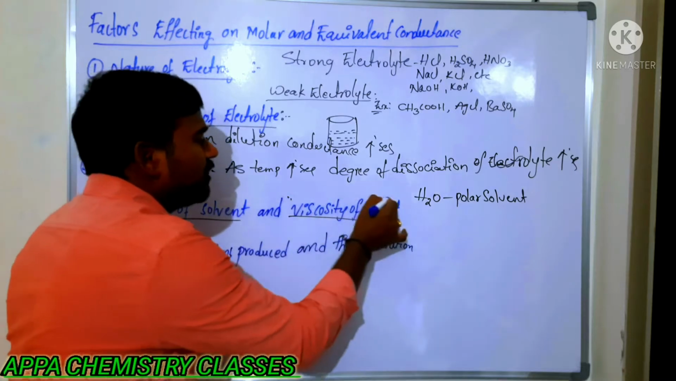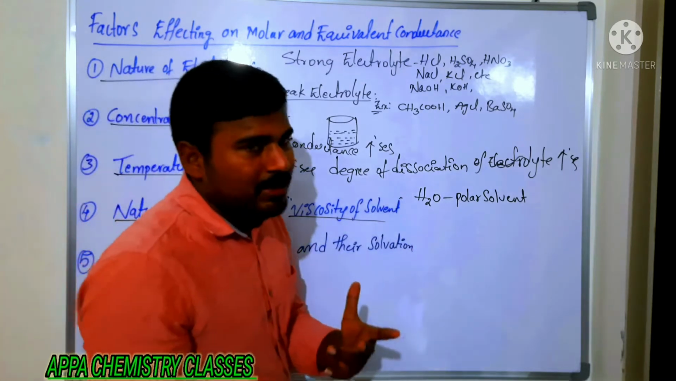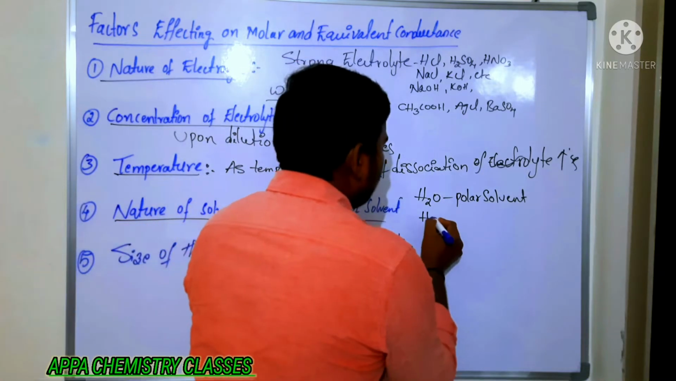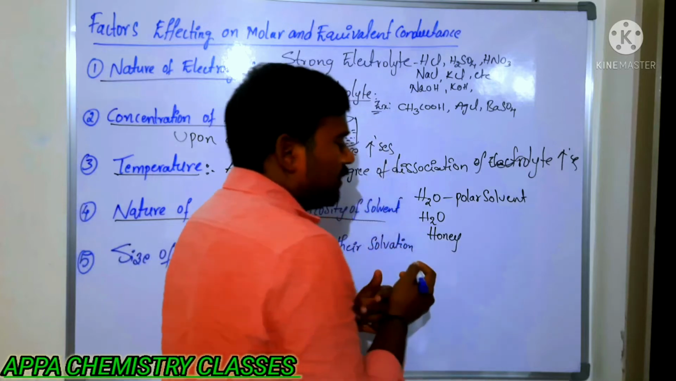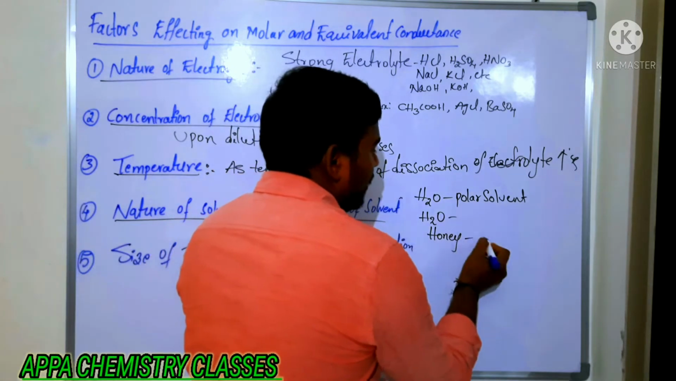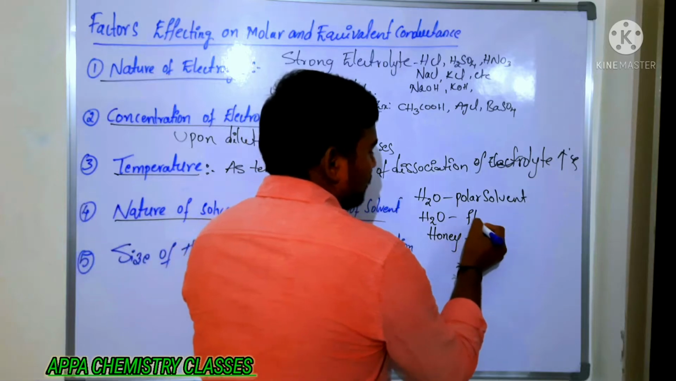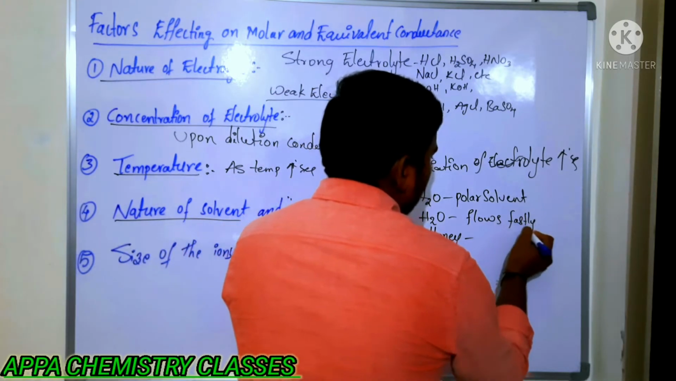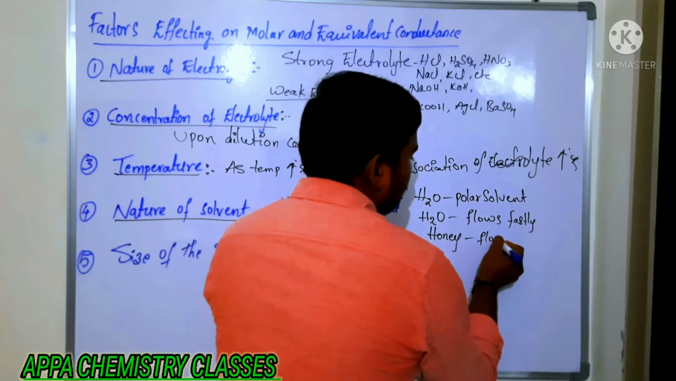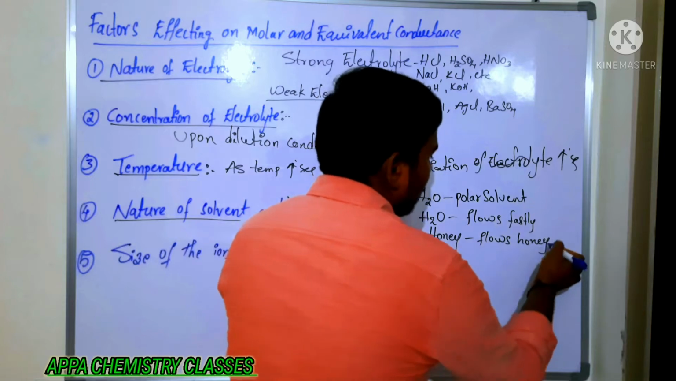And viscosity of solvent. Here viscosity of solvent mainly means thickness. Say you have water and honey. Among water and honey, which one will flow fast? Water flows fast, but honey flows slowly, because honey has more thickness.